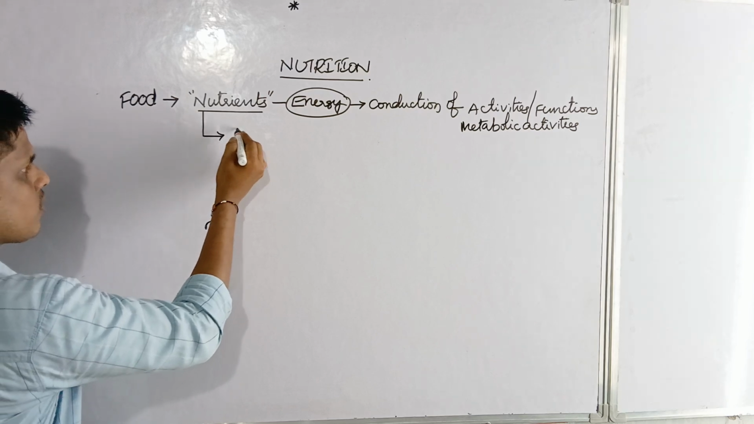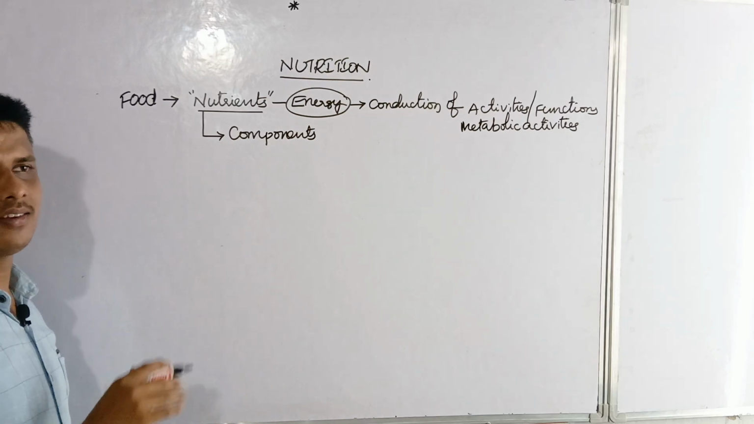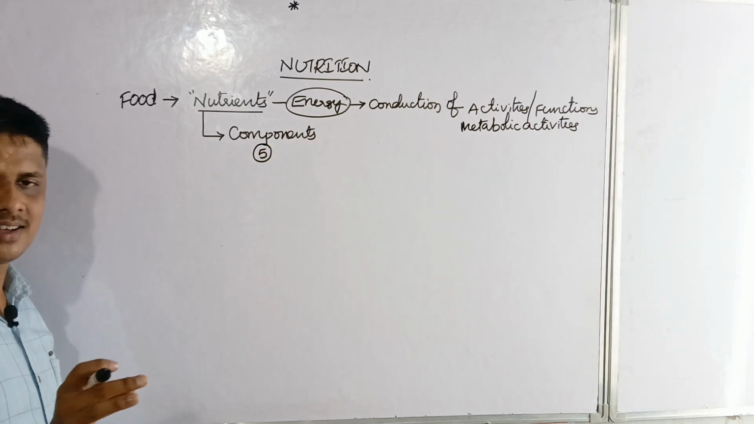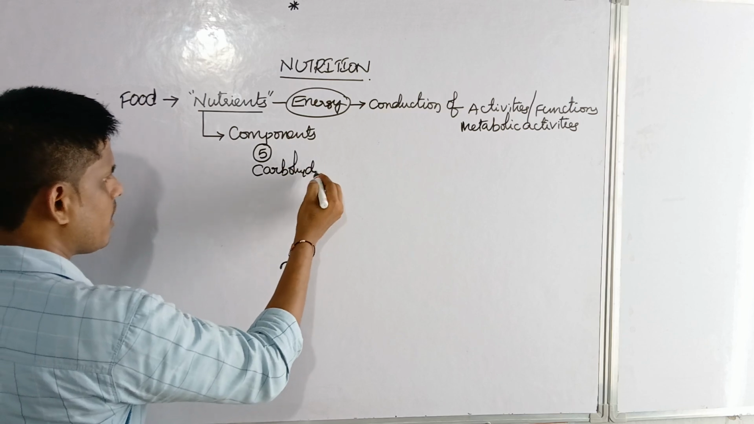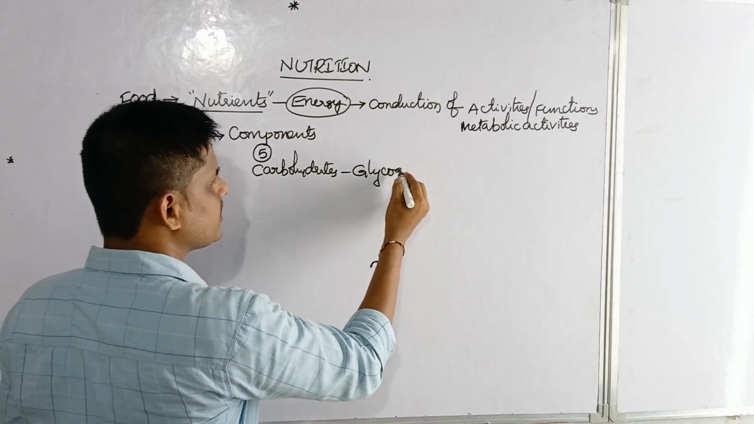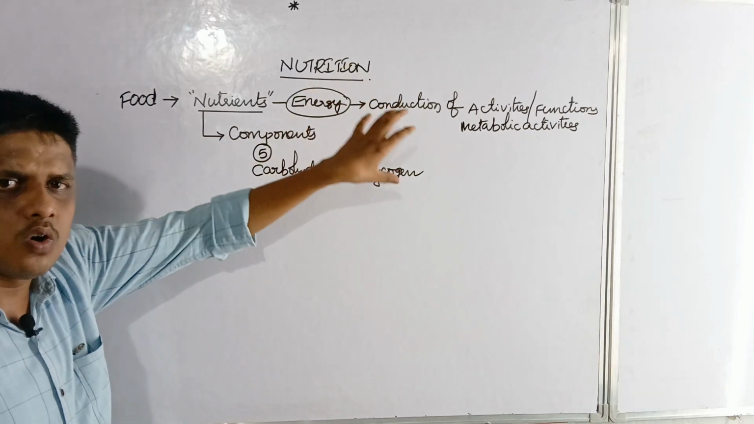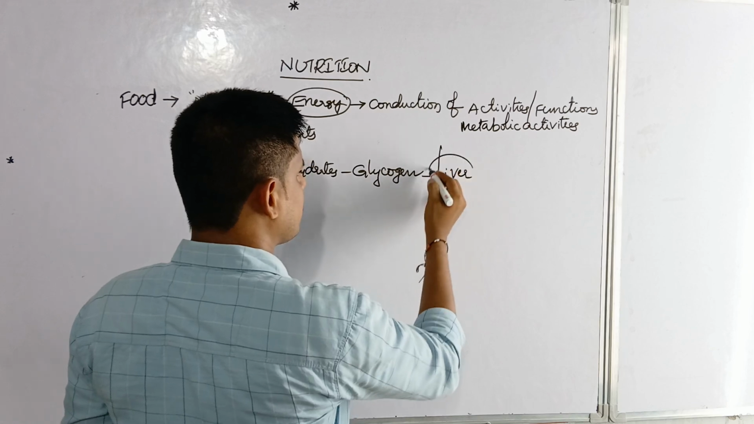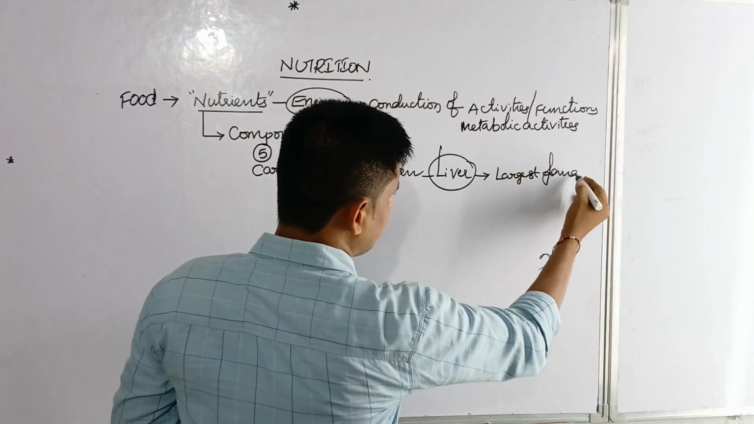These nutrients are the components of the food. I can give you the names of the nutrients, and there are typically 5 major nutrients present in our body. The first one is carbohydrates. These carbohydrates are stored in our body in the form of glycogen. Glycogen is another form of carbohydrates, and it is stored in a specific organ, that is nothing but the liver. The liver is the largest gland in our body, right?